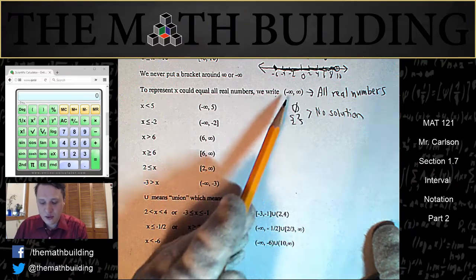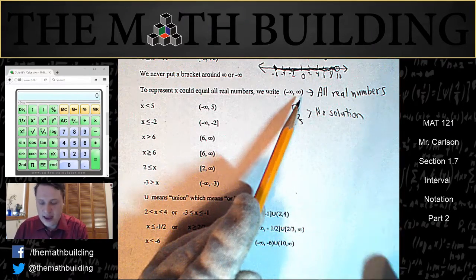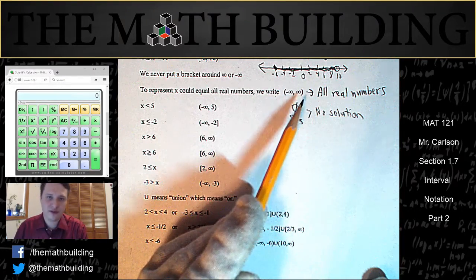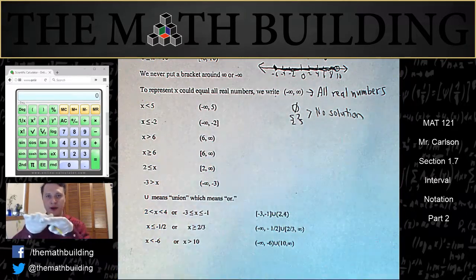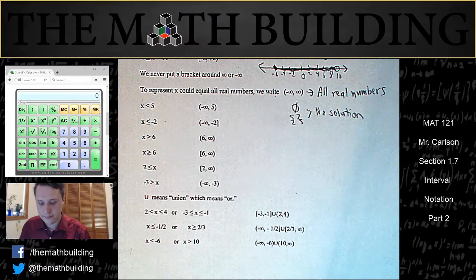So we just talked about negative infinity to infinity, and we remember that we always put parentheses around them. Negative infinity to infinity would represent the entire number line, the entire real number line.